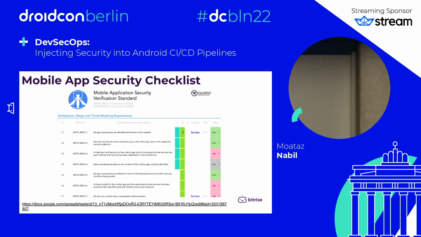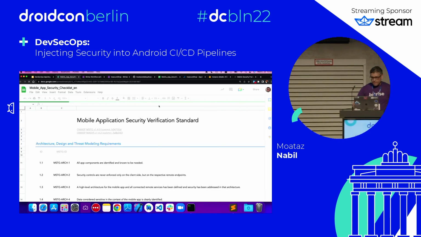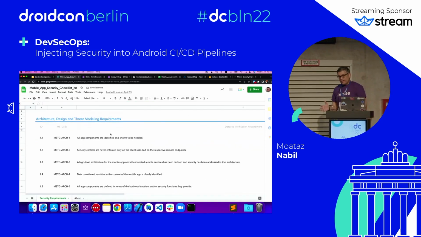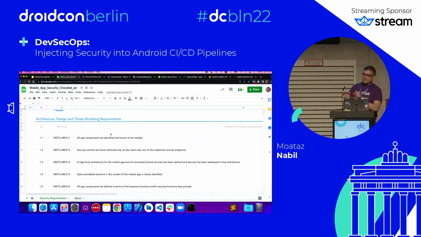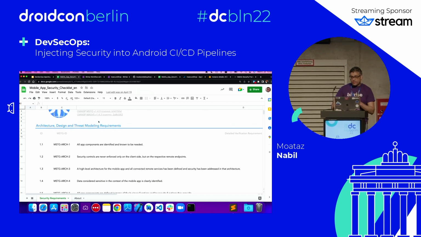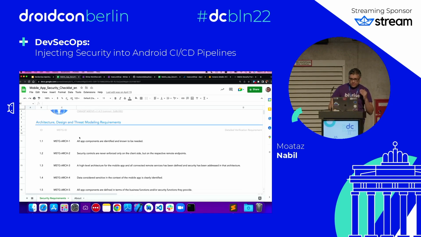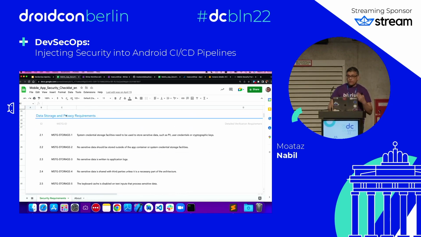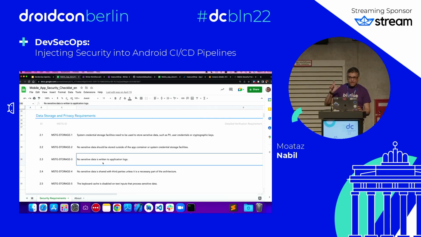So if we open this document, here you can find a Google Sheet, and it includes different security checks based on the architecture. For example, here we have a section for architecture and design, threat modeling, and if we go down, something related to data storage and the privacy requirement. Let's say no sensitive data. This is one of the threats or security issues that we must not have inside our application, like no sensitive data is written in the application log.